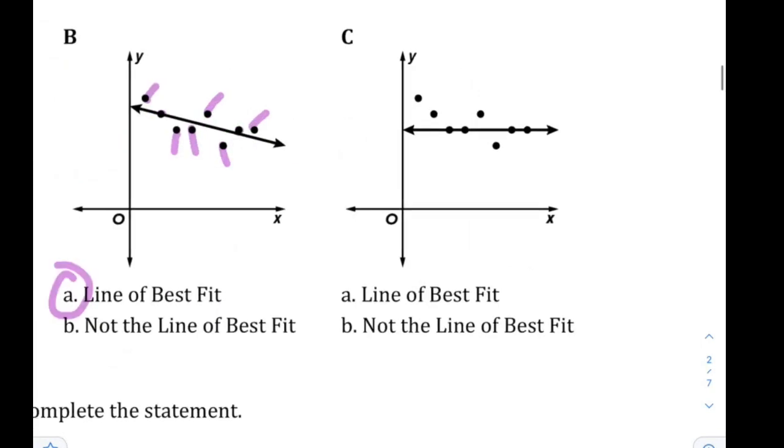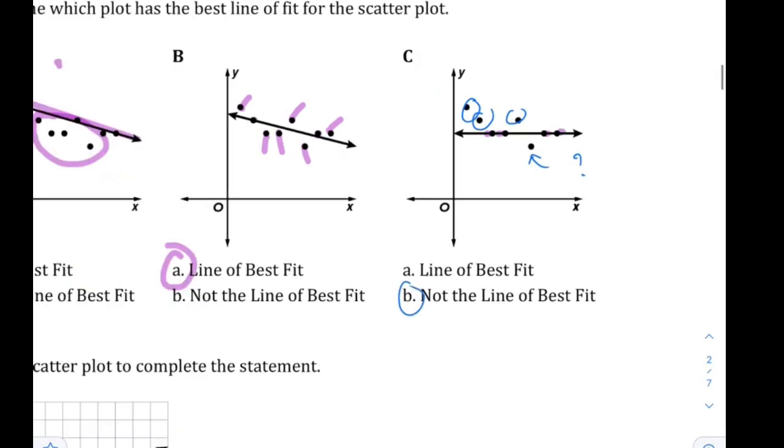Let's see part C. In part C, it is passing through 4 points, yes, but as you see here, we have 1, 2, 3 above the line, while we have only 1 point below the line, so it is not a good line of fit.